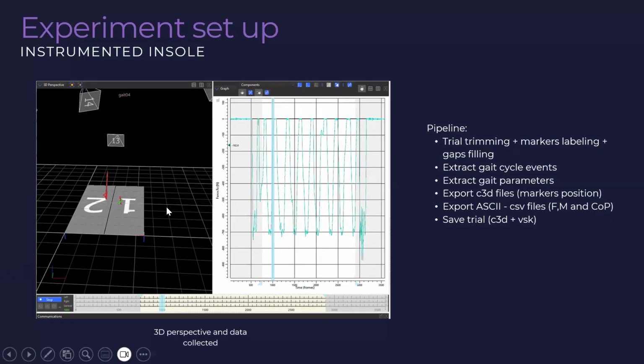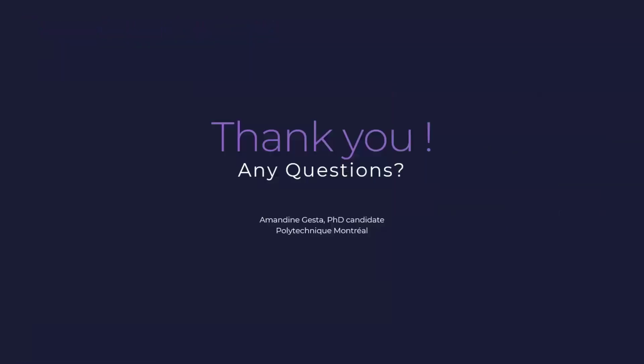This is an example of the 3D perspective of my setup with the 2 force plates and the subject walking on the force plates. And here you can also see the graph of the force on the Z axis during the trial.